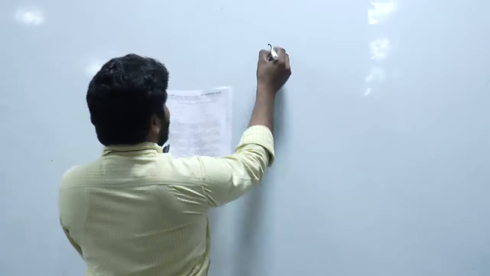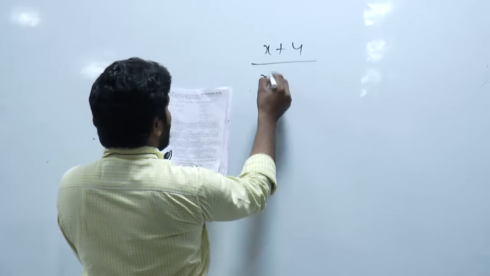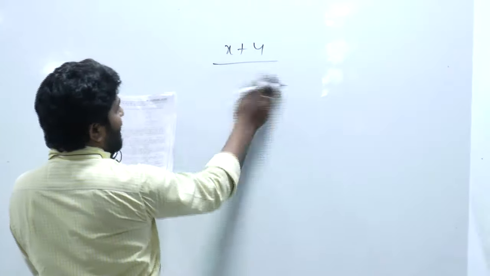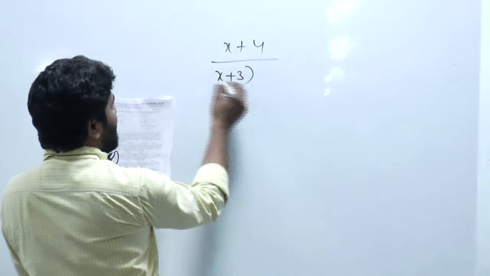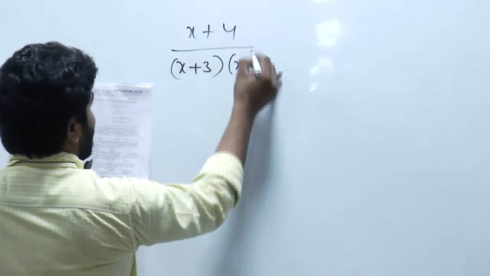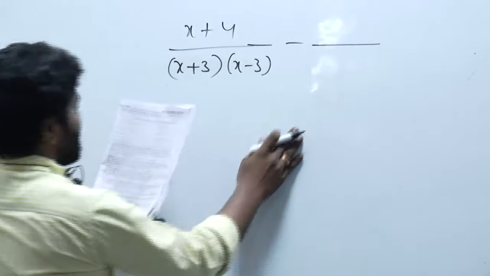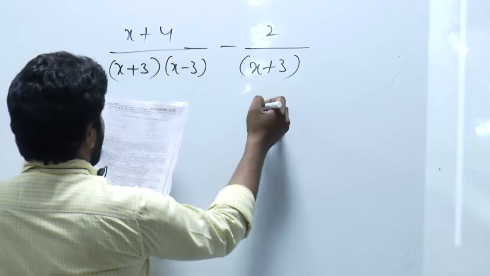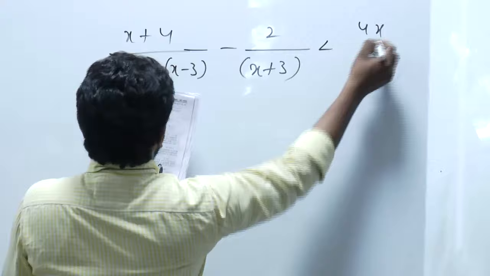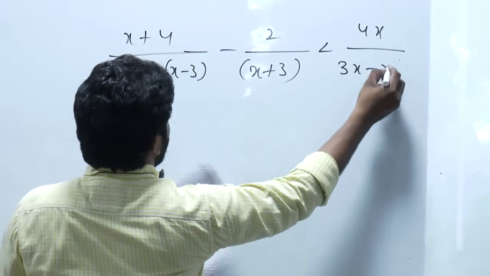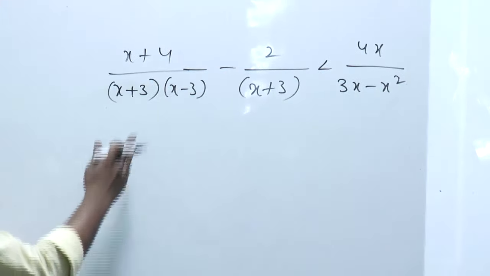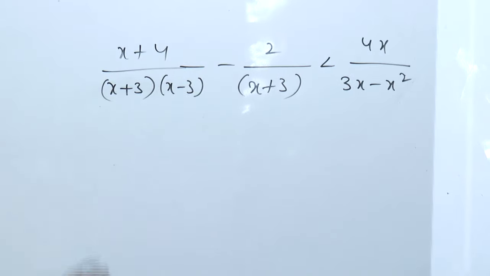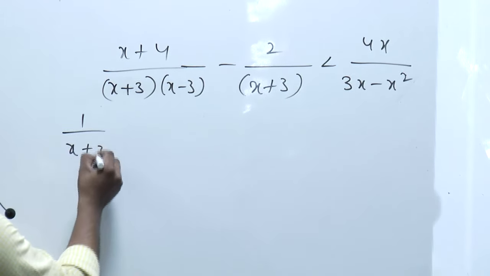So here let me take (x+4)/(x²-9). Let me write x²-9 as (x+3)(x-3), because I have the other denominator x-3: 2/(x+3) is less than 4x/(3x-x²). Let me take x+3 common in the left hand side: 1/(x+3).